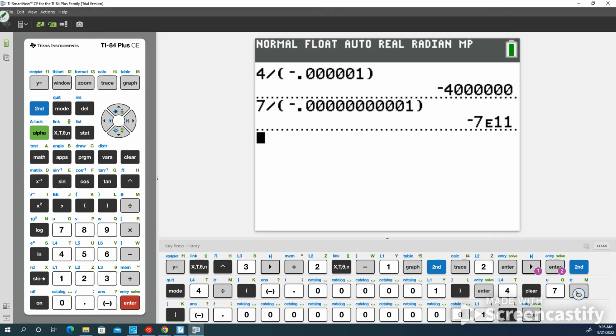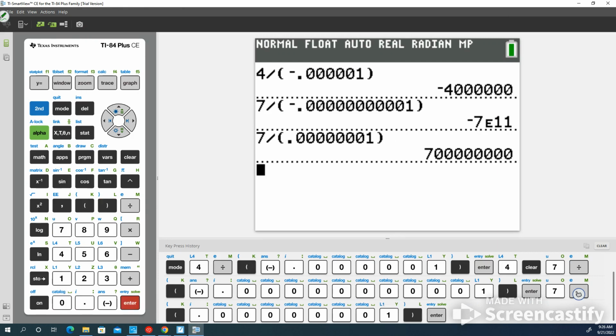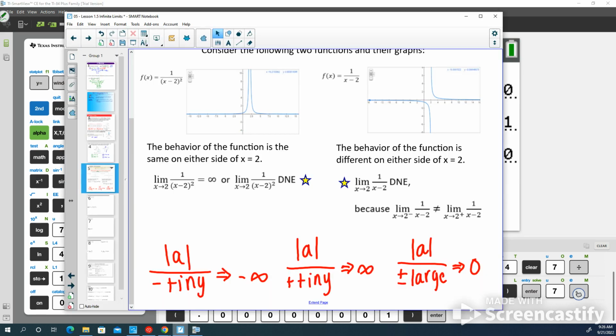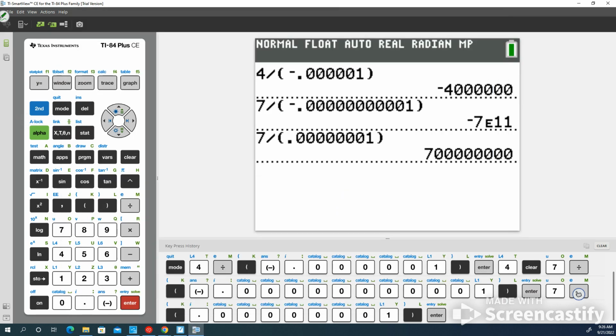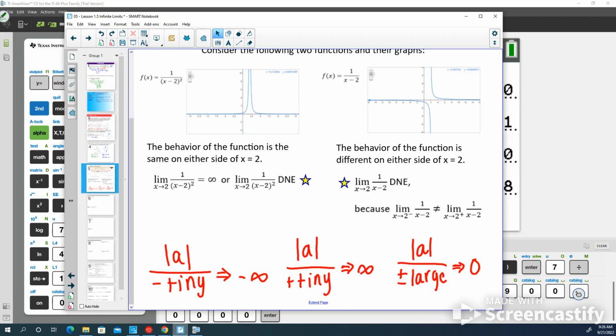Similarly, if you have a number divided by a positive tiny number, that's going to be very big in the positive direction. It's going to be a very large number. It's going to go off towards infinity. Okay. Now, if I have any number, and if I divide it by a very large number, that's going to give me a really, really tiny number, and that's going to get super, super close to 0.